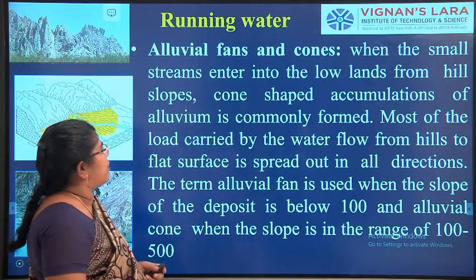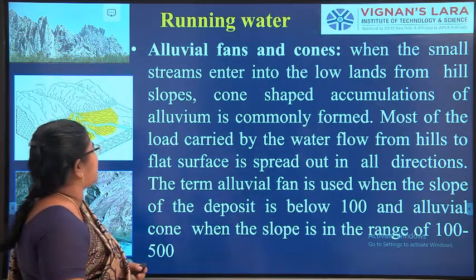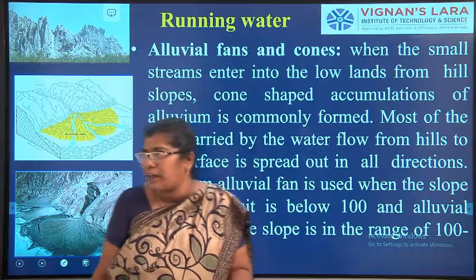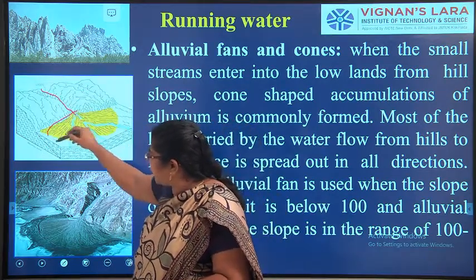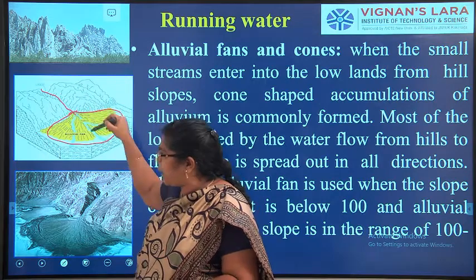Next we will see alluvial fans and cones. It is mainly the lowlands from the hill slopes, and it will form the alluvial slopes. Okay, you can see this, it comes here and here the layer is forming. This is the alluvial.